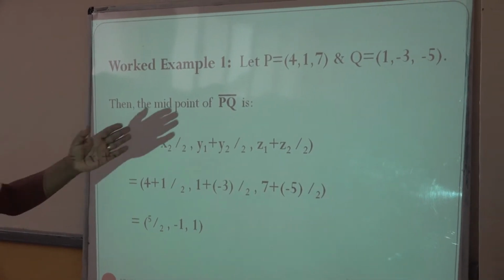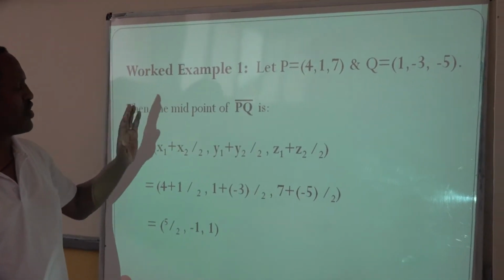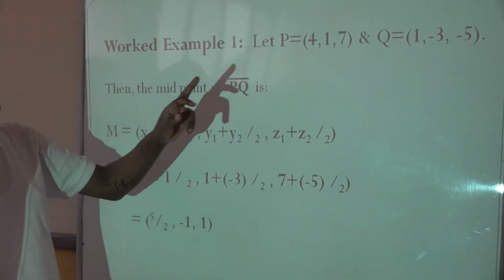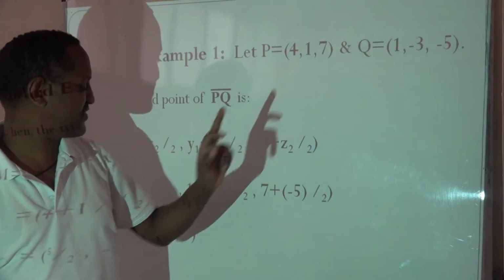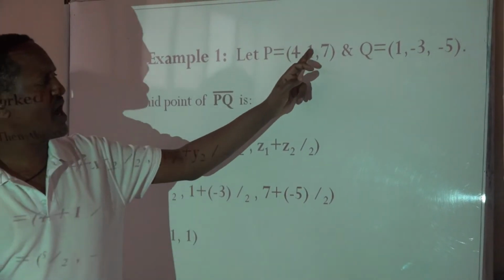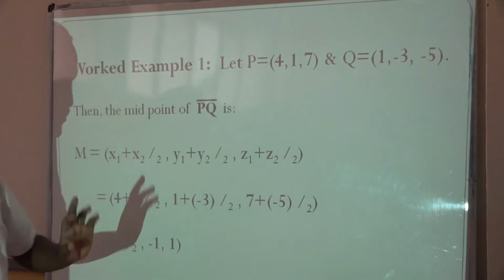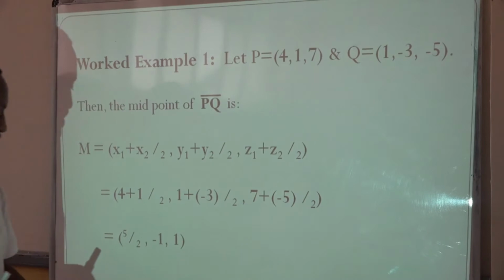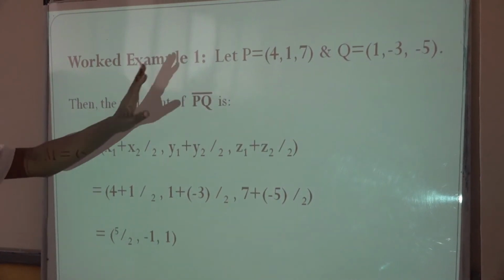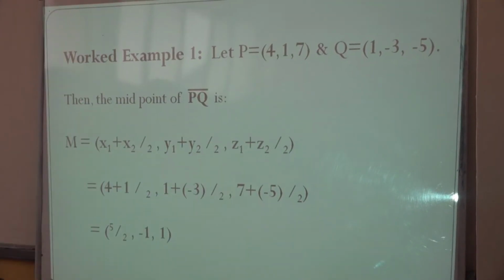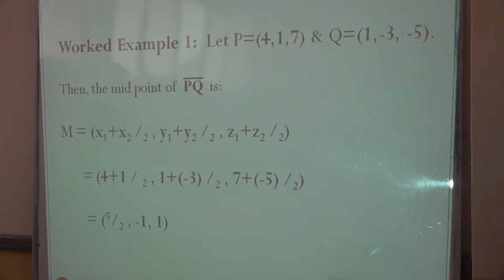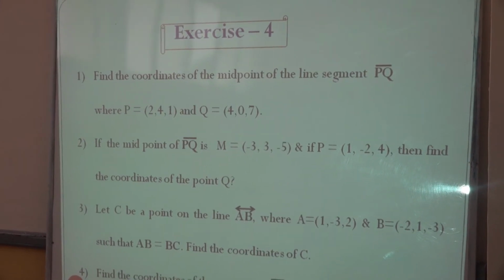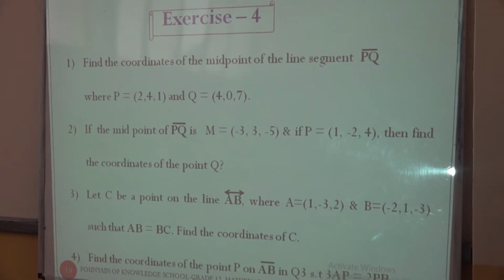For example, here we are given 2 points P and Q, and what we are asked is to find the midpoint of PQ. Then the midpoint will be given by 4 plus 1, 5, 5 over 2, 1 plus negative 3, negative 2, negative 2 over 2 is negative 1, 7 plus negative 5 is 2, 2 over 2 is what? 1. Therefore, the midpoint of the line segment joining P and Q will be 5 over 2, negative 1, 1. Now, based on this, you can solve exercise 4.